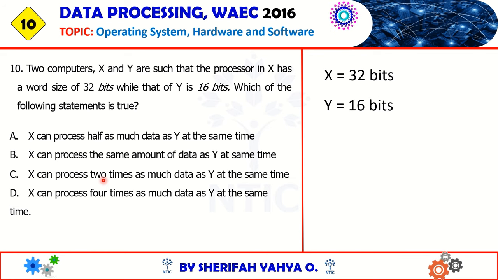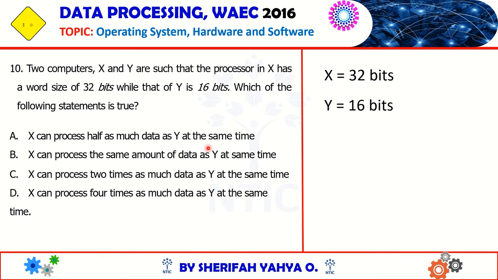Number 10. Two computers X and Y are such that the processor in X has a word size of 32 bits, while that of Y is 16 bits. Which of the following statements is true? A. X can process half as much data as Y at the same time. B. X can process the same amount of data as Y at the same time. C. X can process two times as much data as Y at the same time. D. X can process four times as much data as Y at the same time.